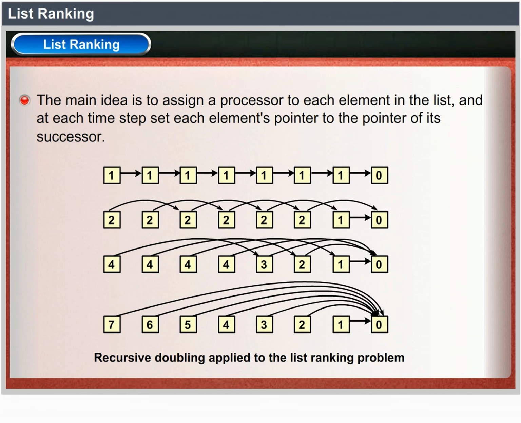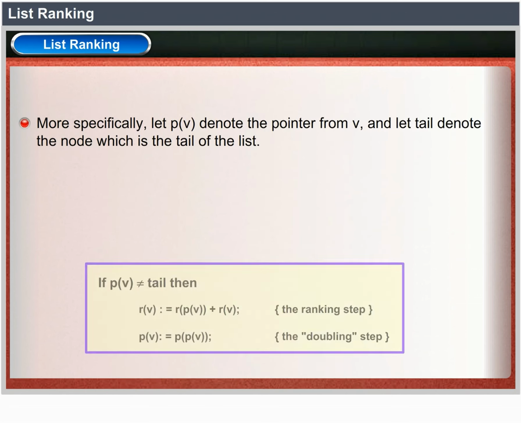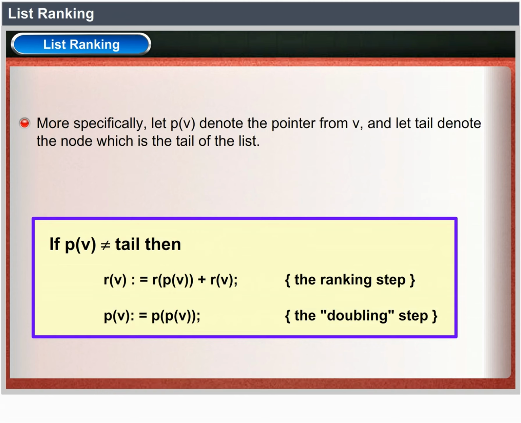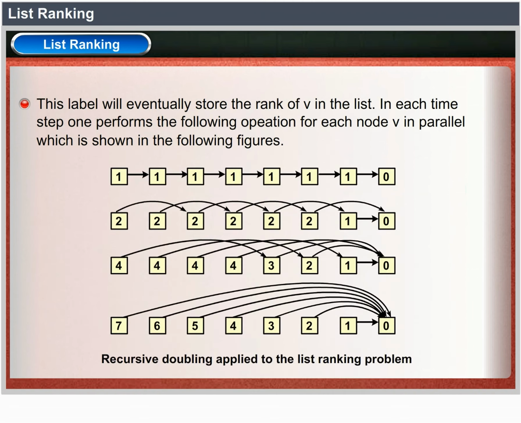With each iteration, the distance that each element has looked ahead is doubled. Hence, in at most O(log n) iterations, each element will be pointing at the tail. More specifically, let P(V) denote the pointer from V and let tail denote the node which is the tail of the list. Also store a label R(V) with each node V, which is initially 1 for all nodes except the tail, whose R label is 0. This label will eventually store the rank of V in the list.